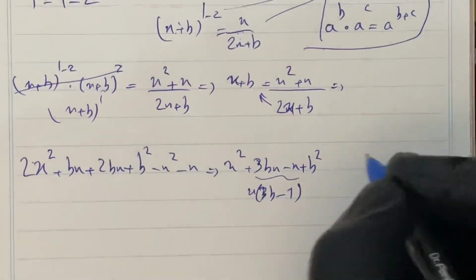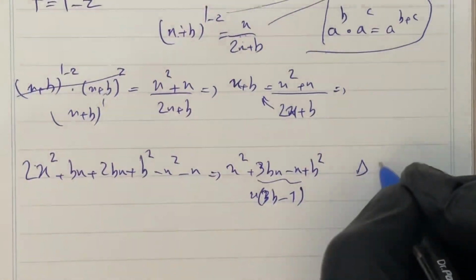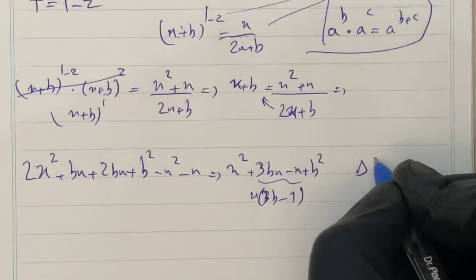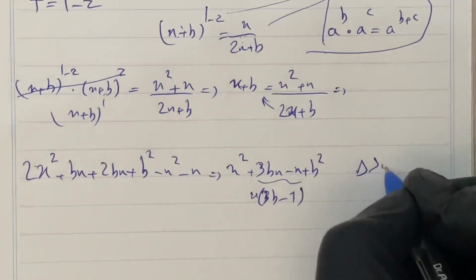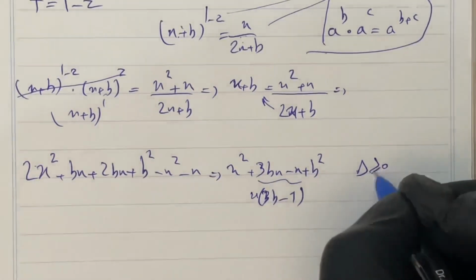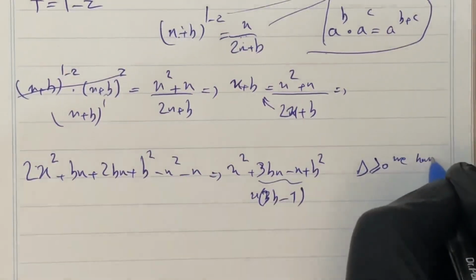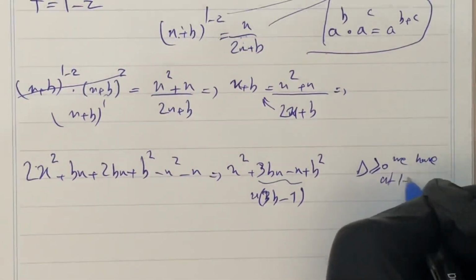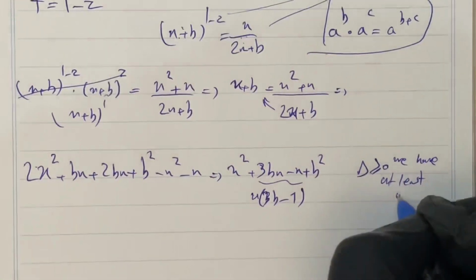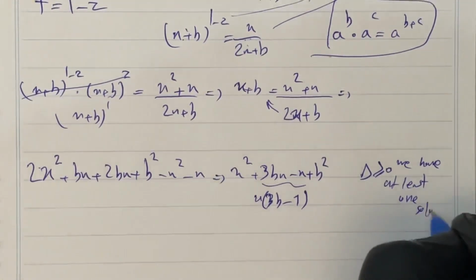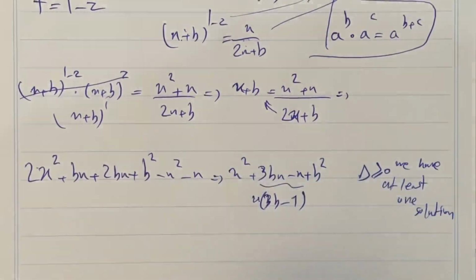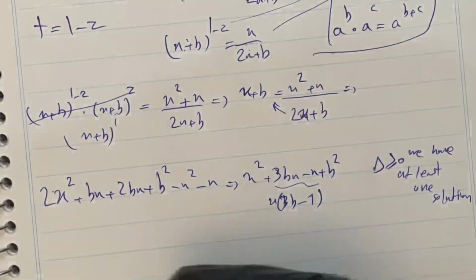We know that if delta is bigger than or equal to 0, we have at least one solution. One solution for x. So let's do this.